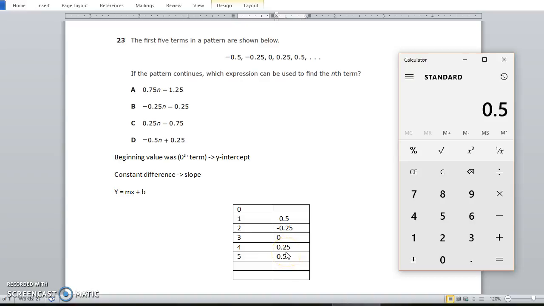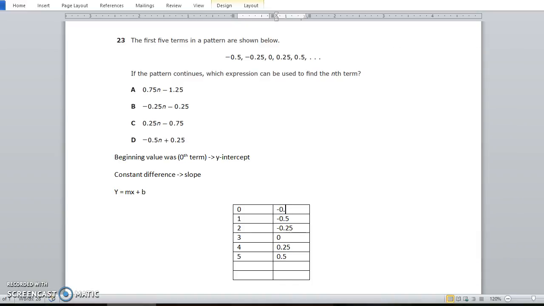Let's go backwards. Let's subtract 0.25. Yep, now I'm at the fourth term. Subtract 0.25, now I'm at the third term. Minus 0.25, now I'm at negative 0.25, minus 0.25, now I'm at negative 0.5, and one more, minus 0.25, negative 0.75. So my zeroth term, the beginning term, is negative 0.75.